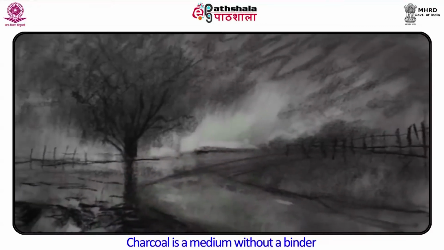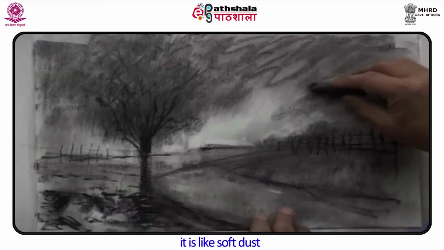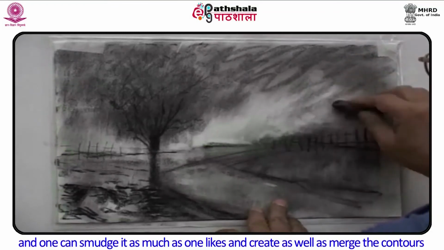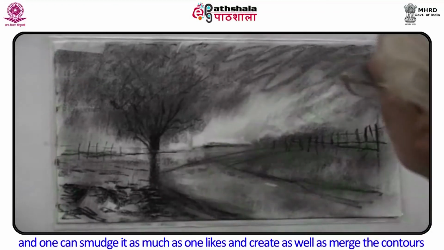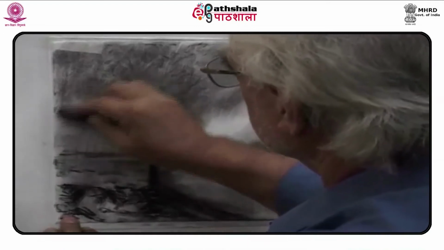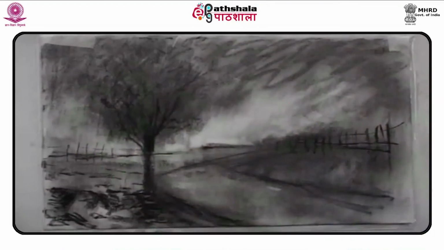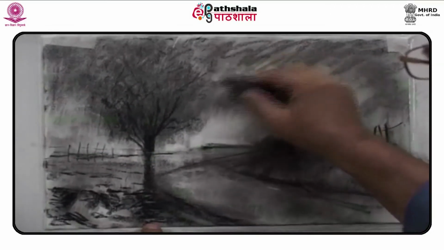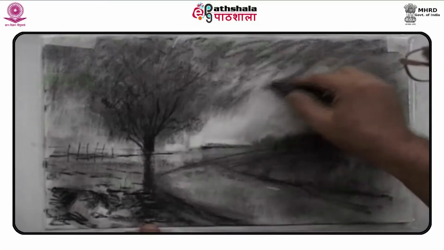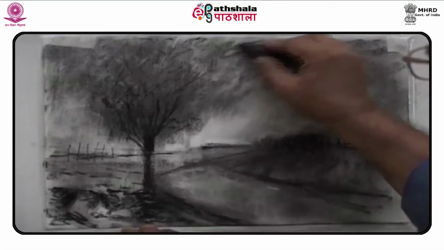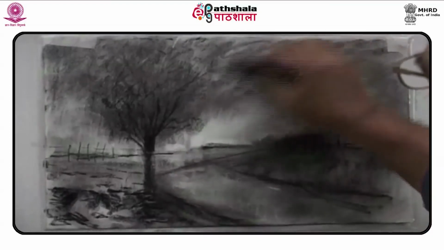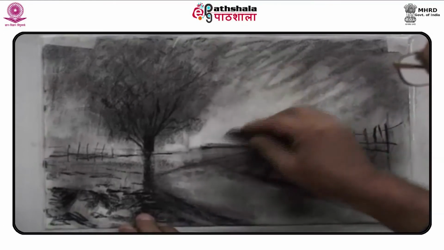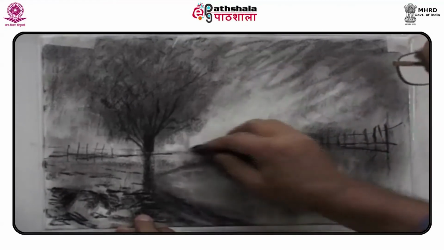Charcoal is a medium without a binder. It is like soft dust, and one can smudge it as much as one likes and create as well as merge the contours. Eraser helps in taking out the excessive charcoal too. It can dramatize the already prevailing atmosphere of the painting. Too many visible strokes can be blended and mixed, and in the process shape can be given to the objects lost in the background.